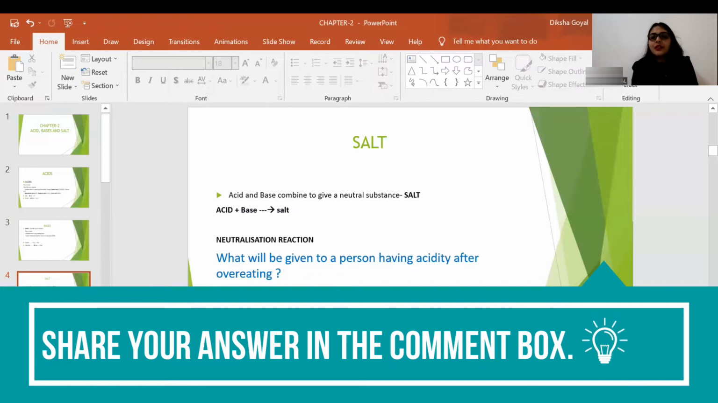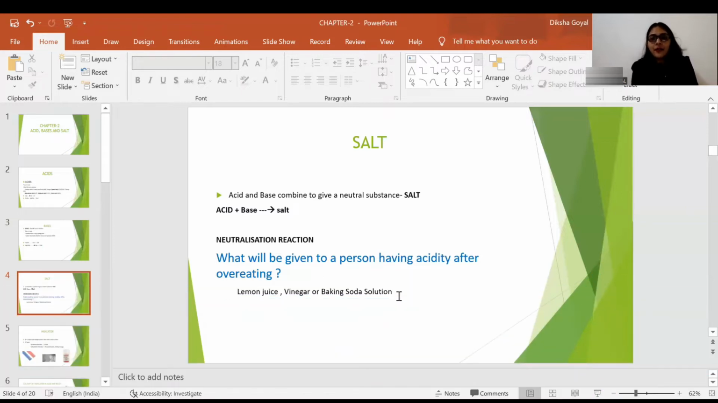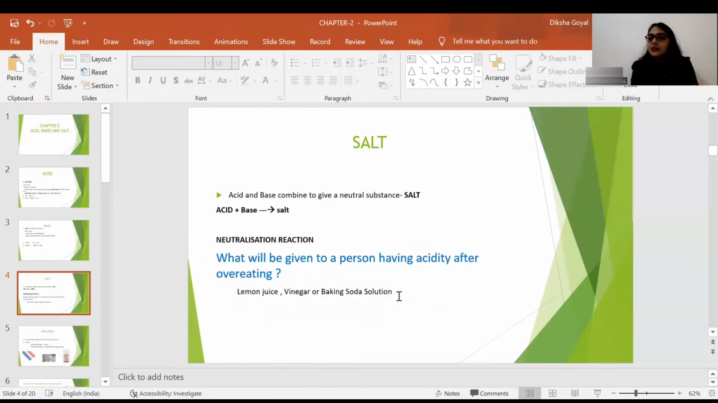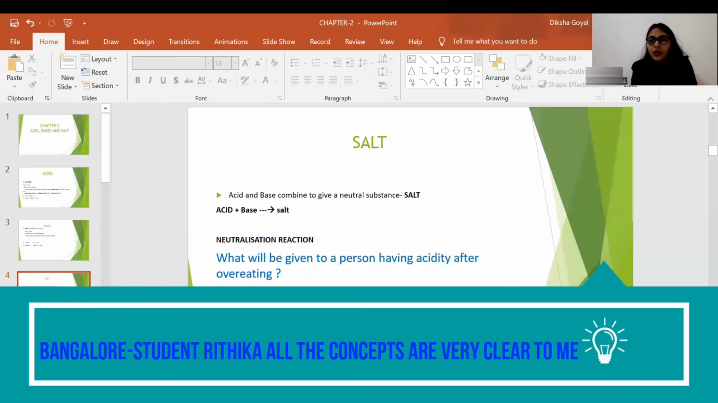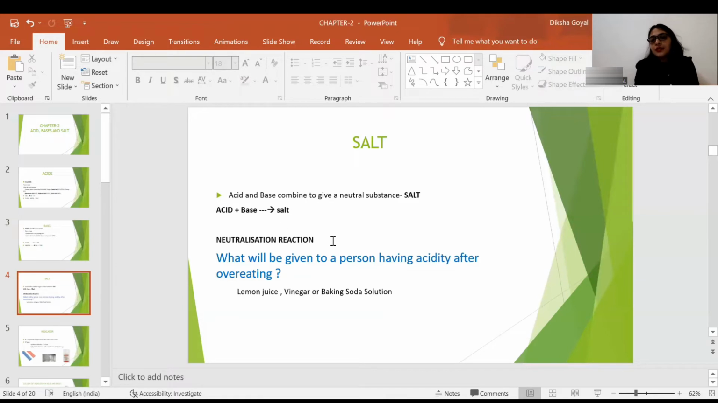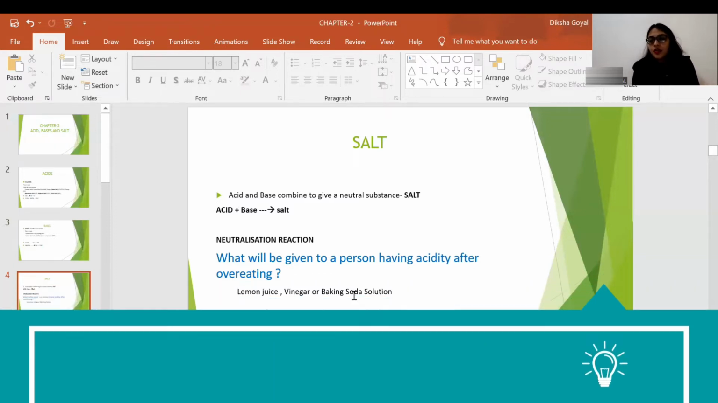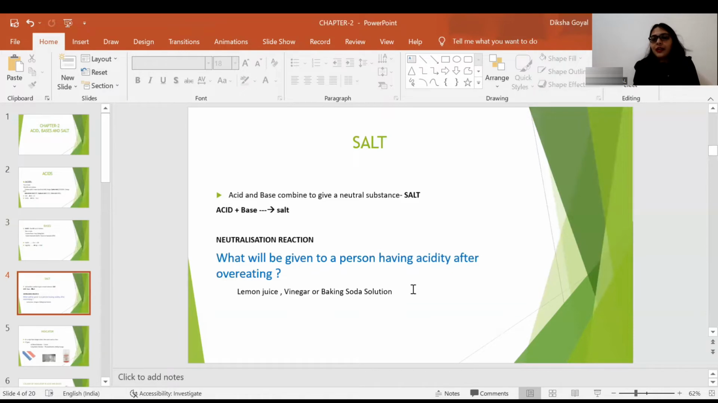Right? Firstly, the person is having acidity, meaning excess acid is there. So we shall give a substance which will neutralize the effect of acid, not a substance which will enhance the effect of acid. And neutralization of an acid can only be done with the help of a base. We have already studied that acid plus base gives salt, and this is a neutralization reaction. Base will nullify the effect of acid and acid will neutralize the effect of base. So here, the person who is having acidity must be given a base, right? And out of these three, only baking soda is a base. So baking soda solution should be provided to that person.